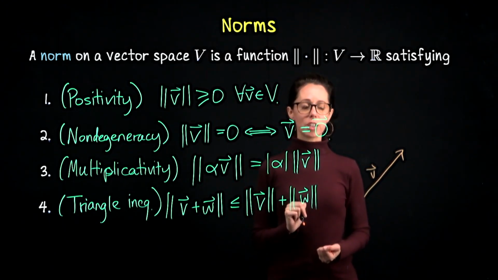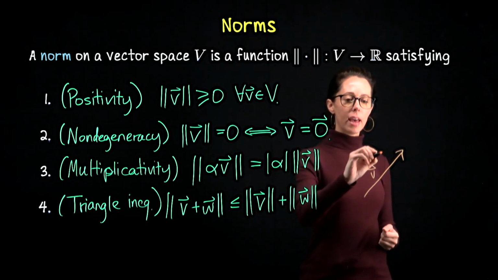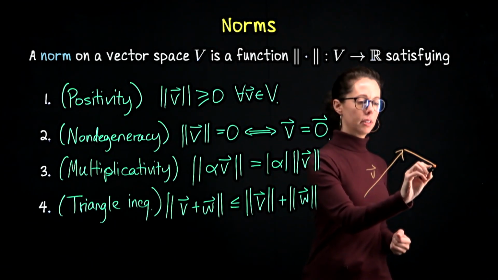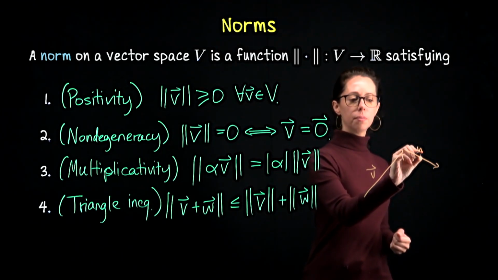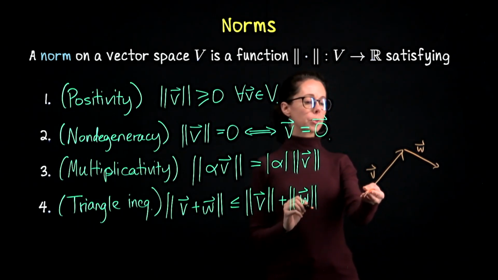If I want to do vector addition with this and another vector W, I'm going to do it correctly where I put the tail of W at the head of V. So how about this is vector W, so that the vector sum v plus w goes from here to there.